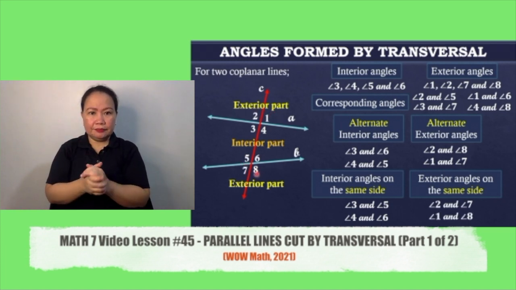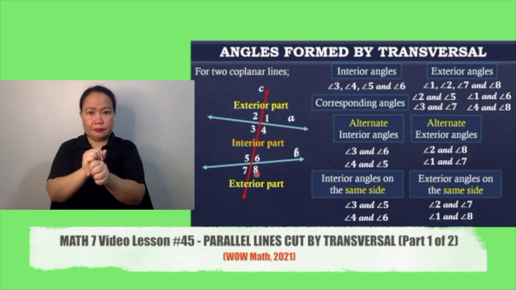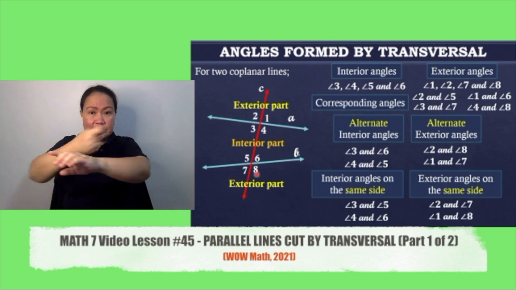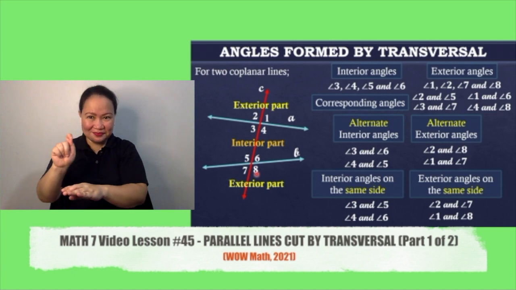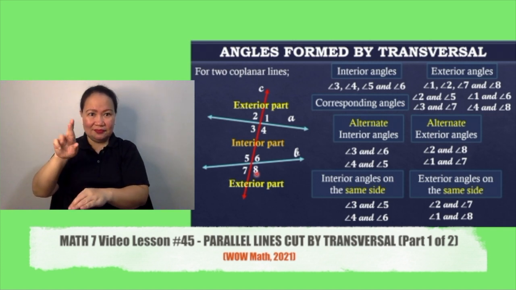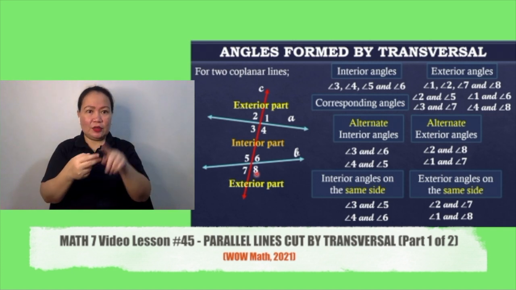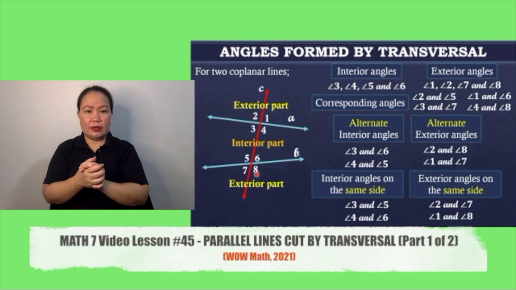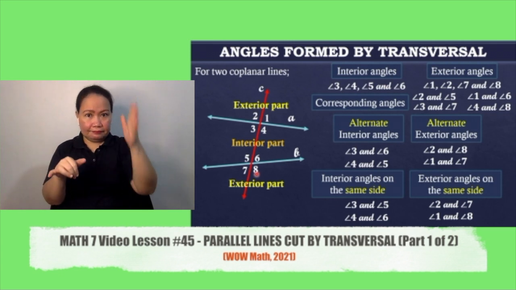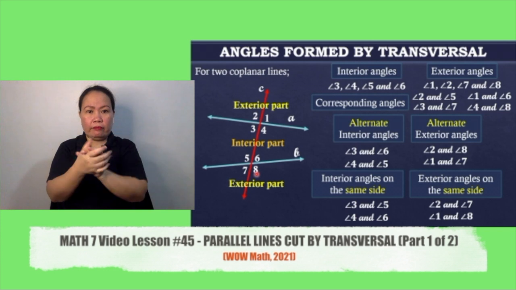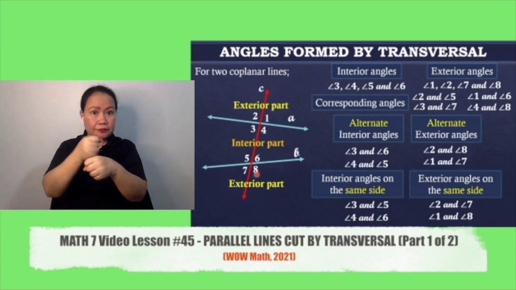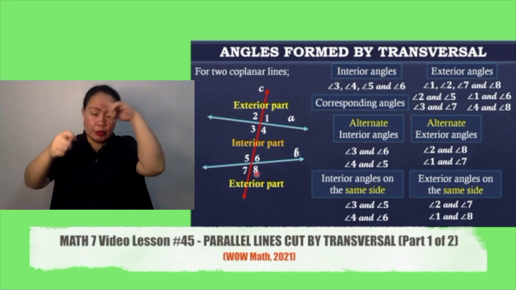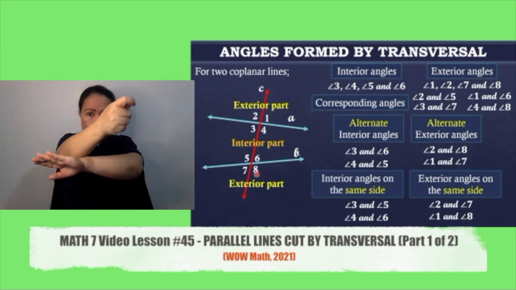Okay, so these are the angles formed by transversal. Now, tandaan po natin yung mga angles formed by transversal. We have the corresponding angles, alternate interior angles, alternate exterior angles, interior angles on the same side, or in some other books, ang tawag nila dito ay same side interior angles. Okay? And then we also have exterior angles on the same side, or sa ibang libro, mababasa nyo to, same side exterior angles. So, pareho lang po yun.